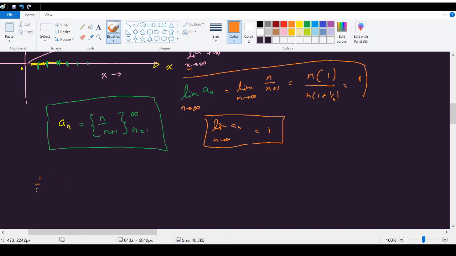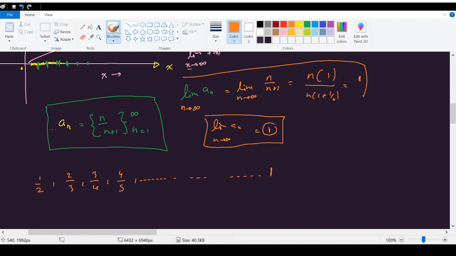Starting from 1, it will be 2. The first position will take 1 over 2, and the second position will be 2 over 3, and then 3 over 4, 4 over 5, right? So likewise, when it takes larger n values, it will be very close to positive 1.